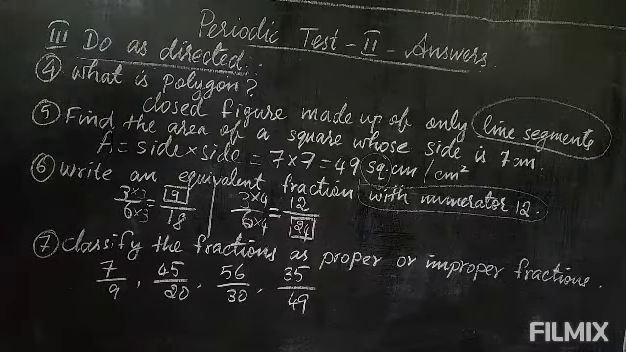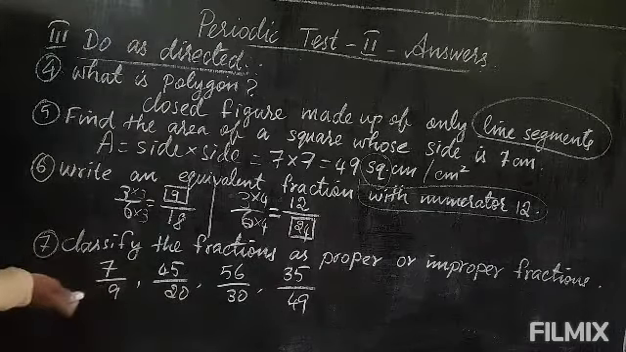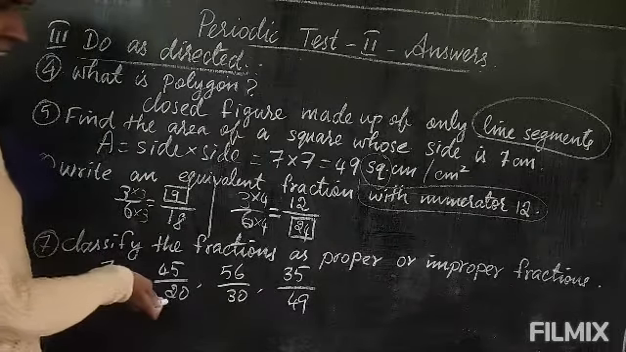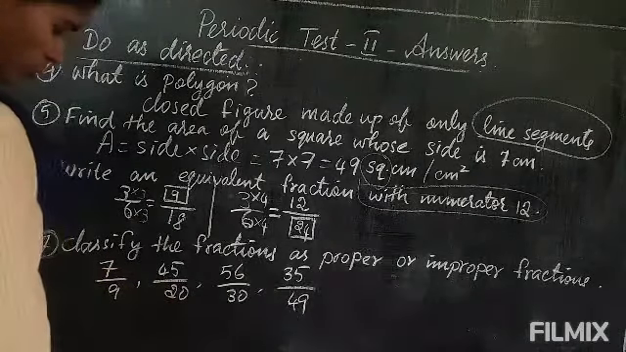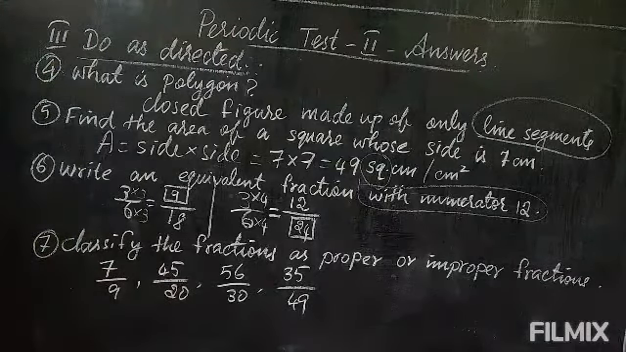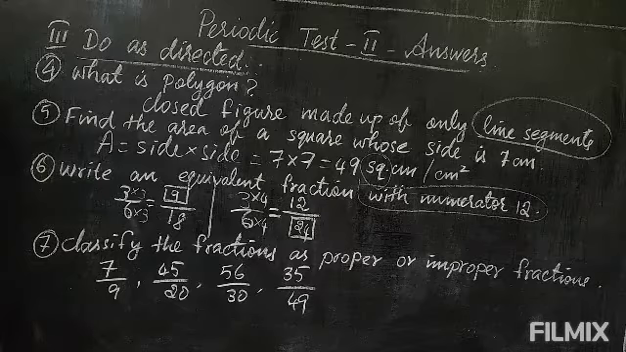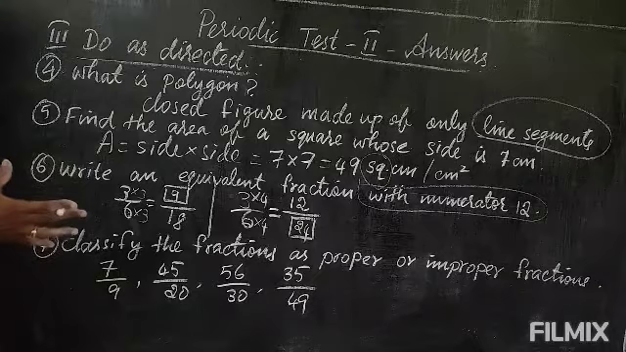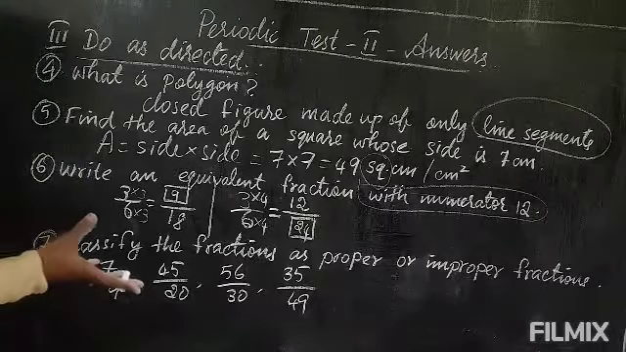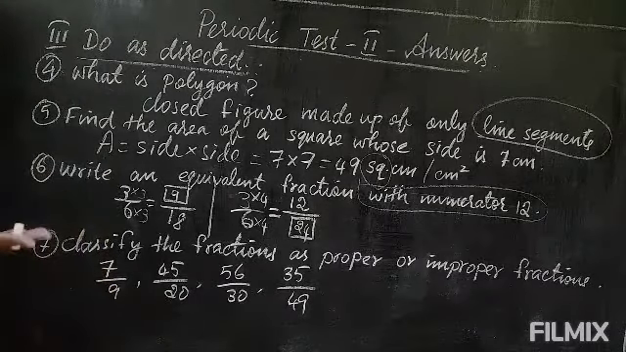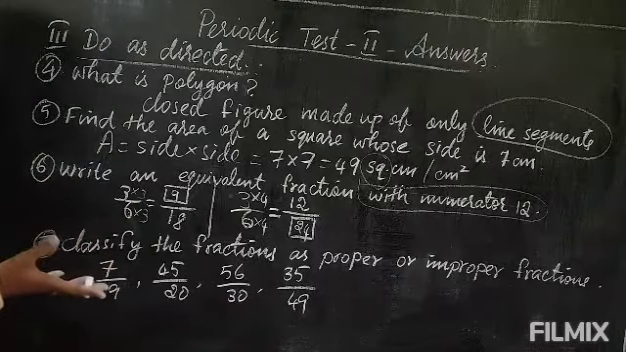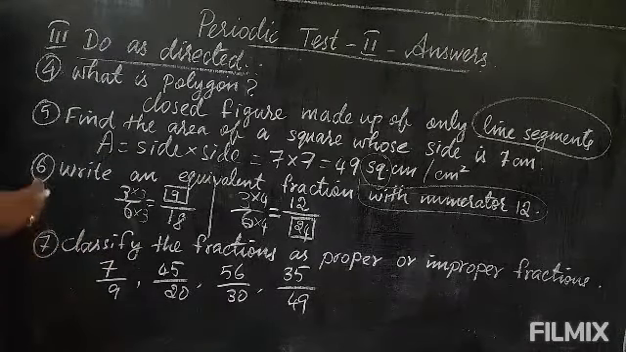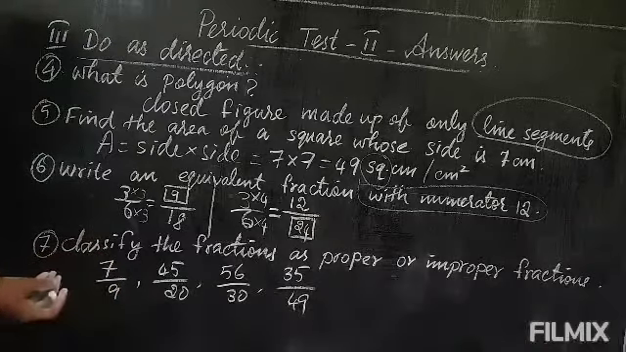Okay, next one. Classify the fractions as proper or improper fractions. So from here you have to find which is a proper fraction, which is an improper fraction. Already I told, if the head is big, then it will be improper. The head cannot stand properly, so it is improper. That way I made it to find out. If the head is small, then it is a proper fraction. That means if the numerator is bigger than the denominator, that is an improper fraction. If the numerator is smaller than the denominator, that is a proper fraction.